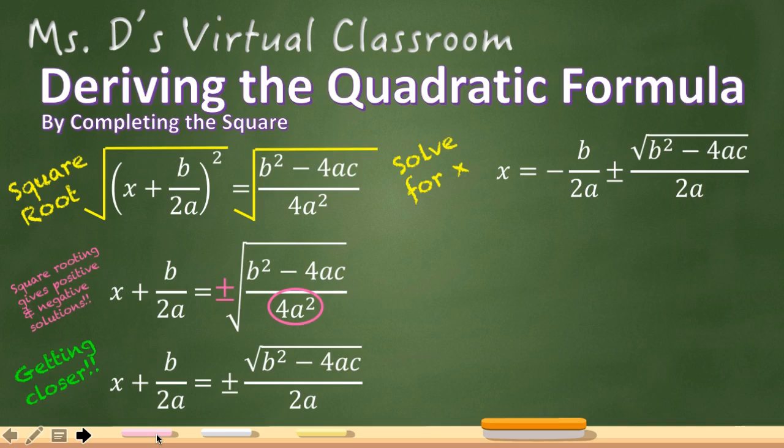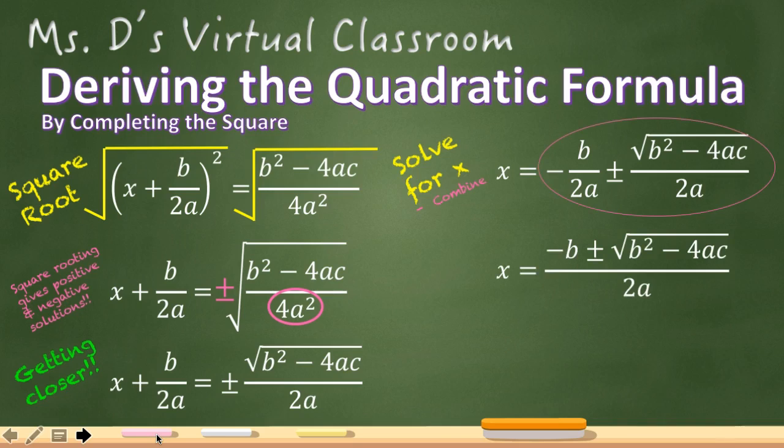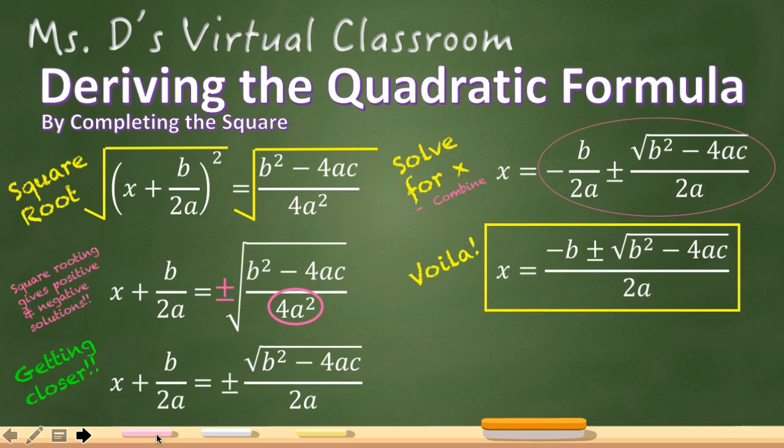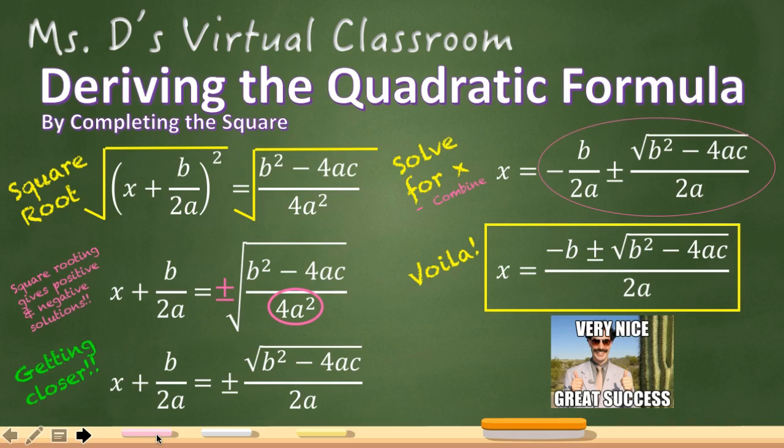Again, like any good mathematician, we have to combine fractions. So we get x is equal to negative b plus or minus the square root of b squared minus 4ac all over 2a. Voila! This is the quadratic formula. You have derived the quadratic formula.